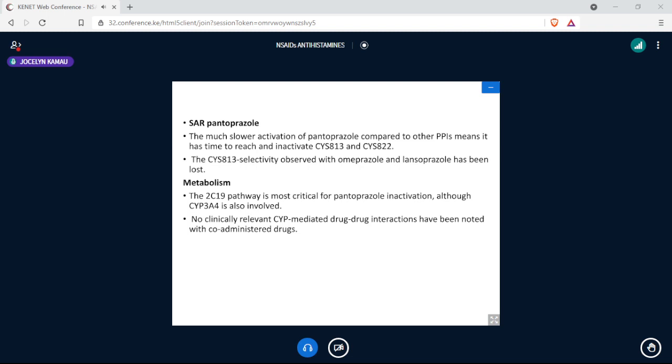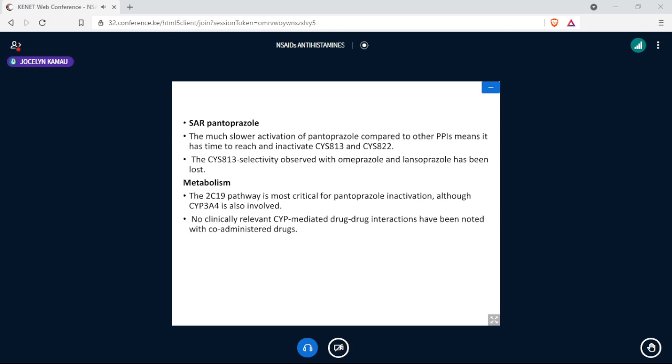It's present and available for a longer period, and therefore it has time to react with other sulfhydryl-containing receptors, and therefore reduces its selectivity. That is the selectivity observed. So it reduces its selectivity, and therefore it could have more toxicity when compared to lansoprazole and omeprazole, and also esomeprazole.